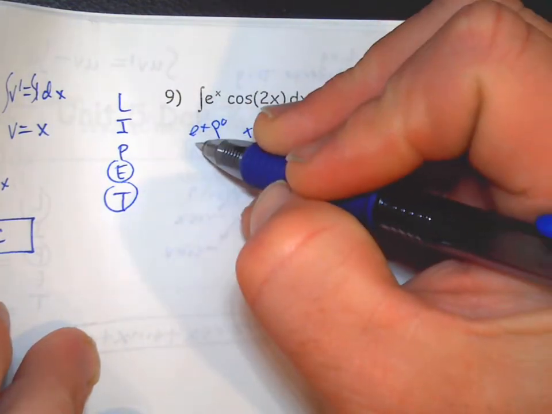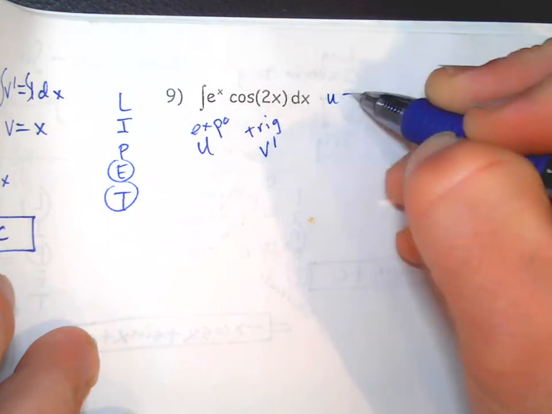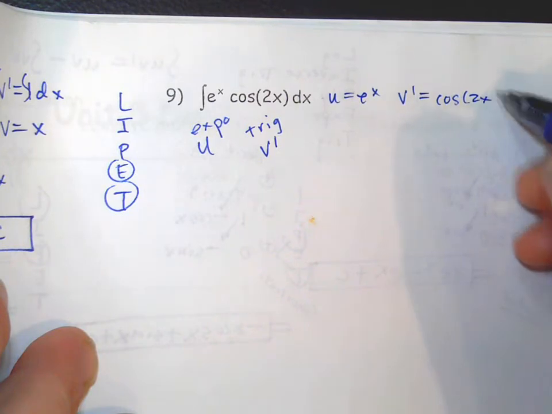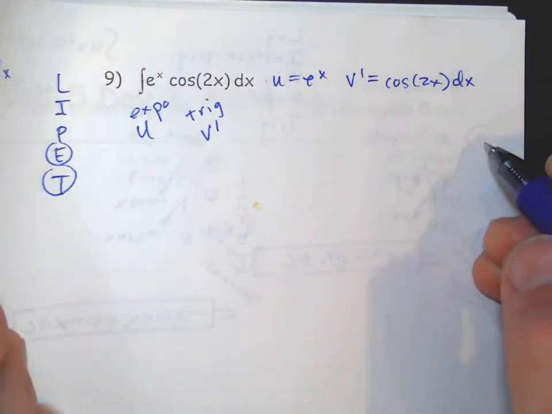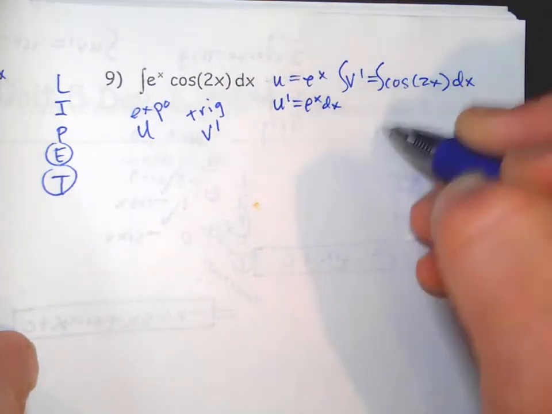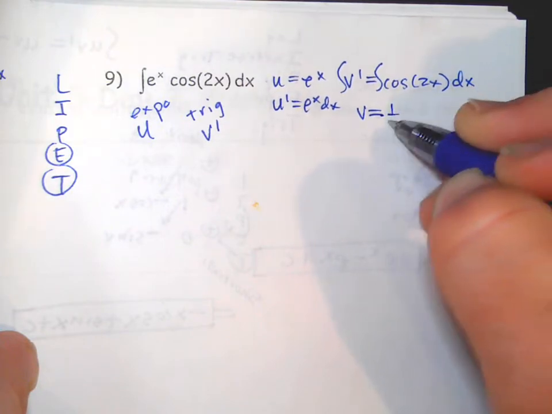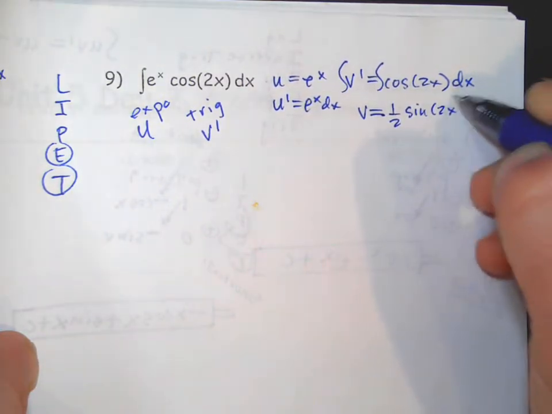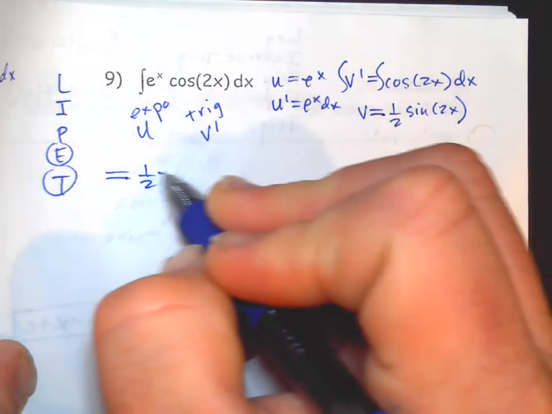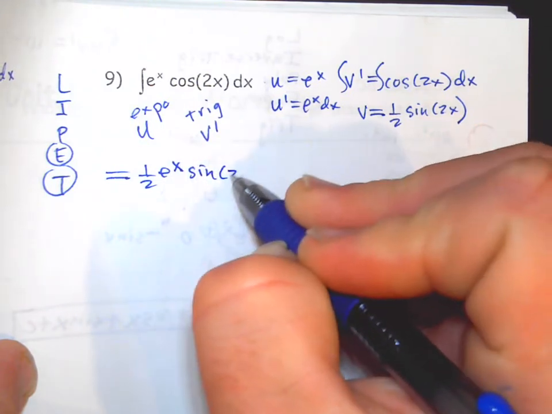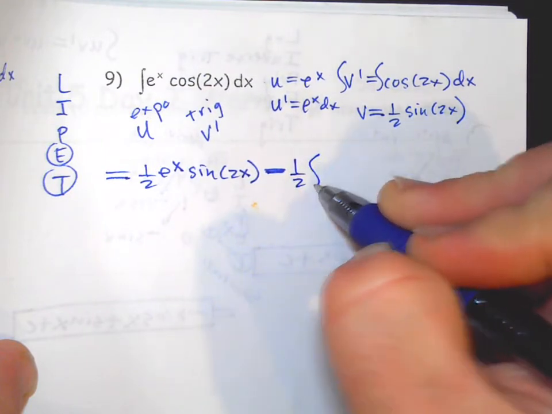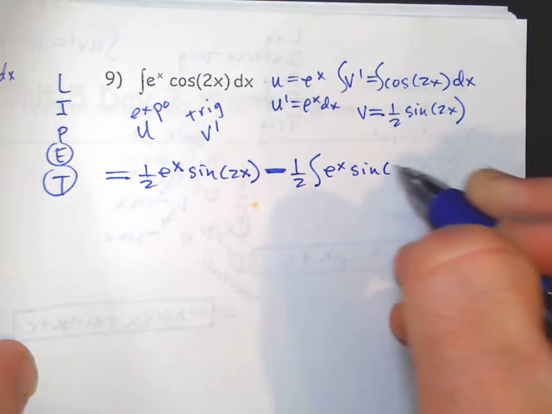The first thing is your u, the other one's your v prime. So u equals e to the x, and v prime equals cosine 2x dx. So everything's normal so far. We're going to take the derivative of u, we're going to get e to the x dx. We're going to integrate v, and we're going to get v equals 1/2 sine 2x. Okay? Everything's going good. Now we're going to write it. uv: 1/2 e to the x sine 2x minus the integral of all the new stuff. I'm going to put the 1/2 out in front, and it's going to be e to the x sine 2x dx.